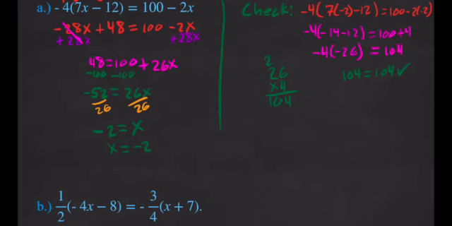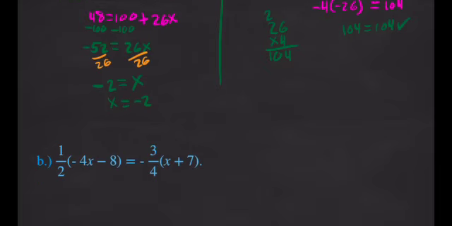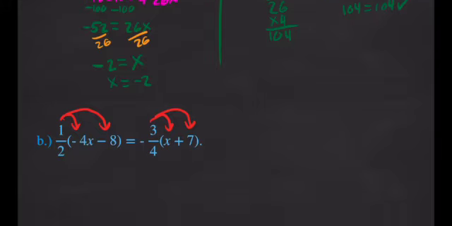So this one actually has fractions in it, so it's just a little bit more complicated. Remember, we have steps. Step 1 is to simplify. Let's simplify both sides. So let's first get rid of those parentheses by using our distributive property. Distribute, distribute, distribute. Okay, well, half of negative 4x is going to be, half of 4 is 2, so negative 2x. Half of 8 is 4.